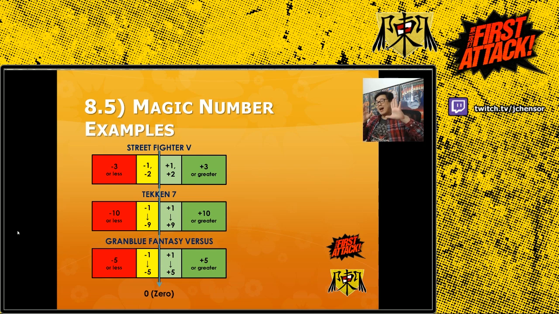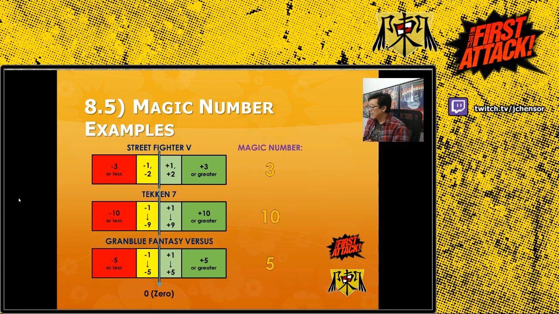But having reminded you of that now, you're probably starting to get an idea of what the magic number is. The magic number for Street Fighter V is 3. The magic number for Tekken 7 is 10. And the magic number for Granblue Fantasy Versus is 5.